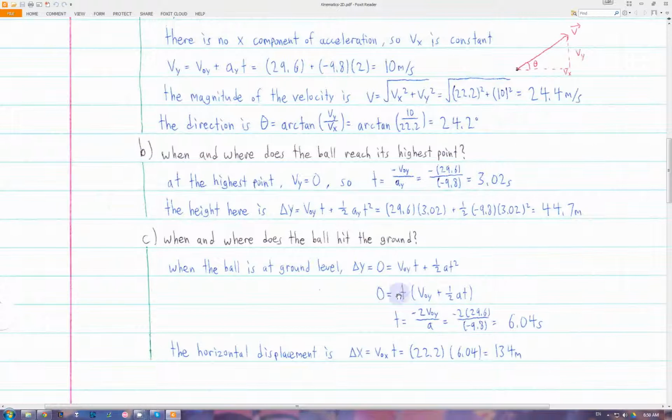So either this can be 0 or this whole thing can be 0. And so we solve for t in this expression, and we find that it's 6.04 seconds. So the projectile is at 0 y displacement at time equals 0 seconds and 6.04 seconds. And then to find how far horizontally the projectile traveled when it hits the ground, we just use the displacement equation in the x direction, using this time that we got when the ball hits the ground.